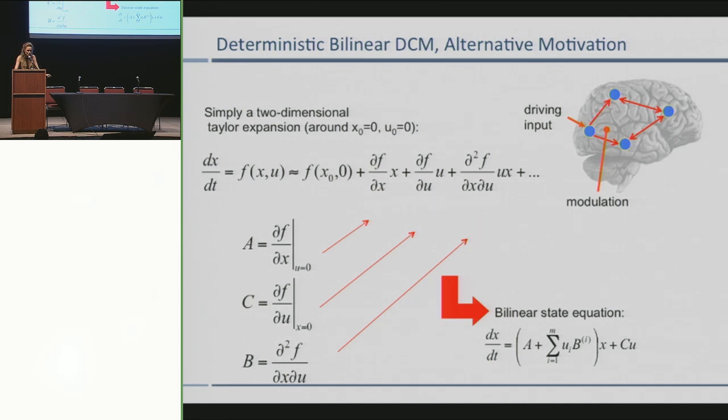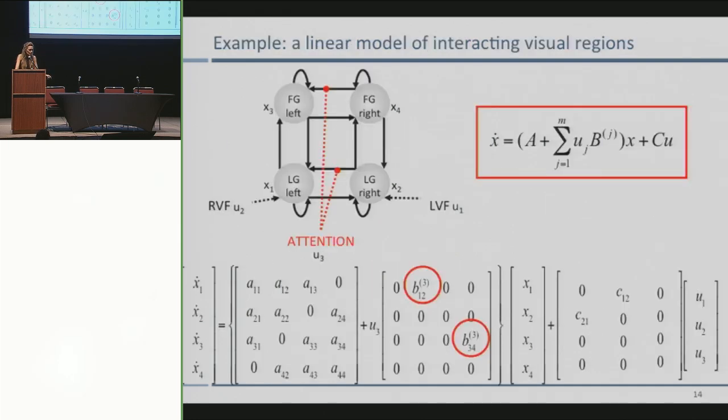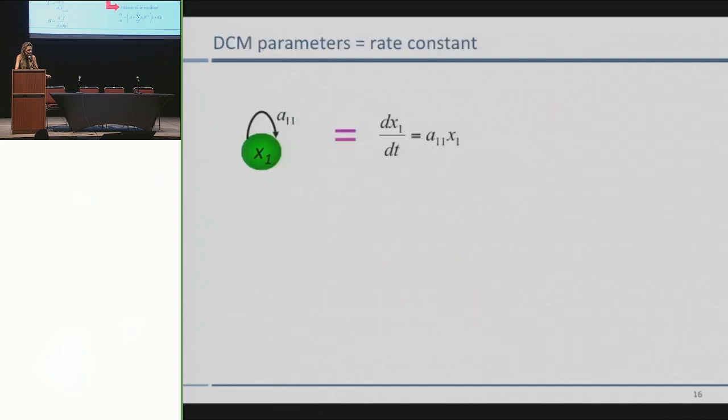We also use the C parameter in this expansion and the bilinear expansion term, which is the B matrix, which is the partial derivatives over states and also inputs. So it's essentially the effect of certain regions on other regions and on itself under the context of some controlled experimental perturbation. Okay, sorry, wrong way. So what do these parameters mean?